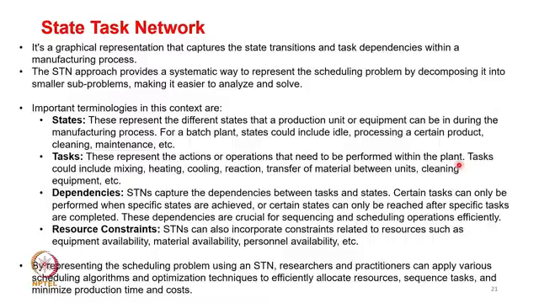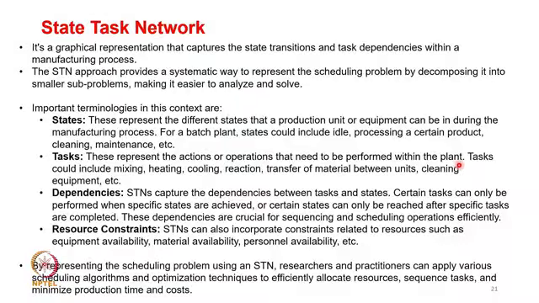Once that is done, another way to approach this problem is by geometrically representing something known as a state task network. A state task network, also called an STN, is a graphical representation that captures the state transitions and task dependencies in a schematic fashion. The STN approach provides a systematic way to represent a scheduling problem by decomposing it into smaller subproblems, making it easier to solve.